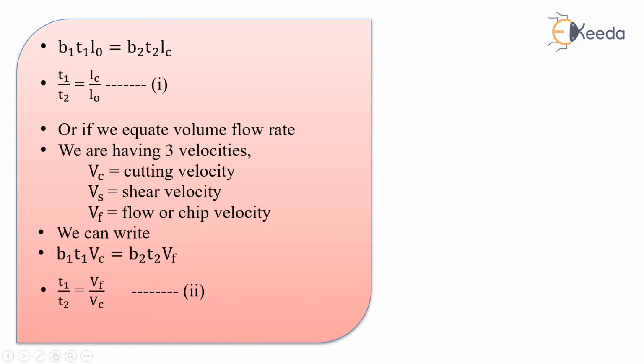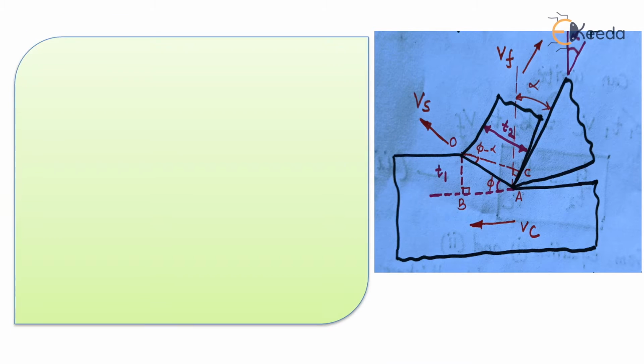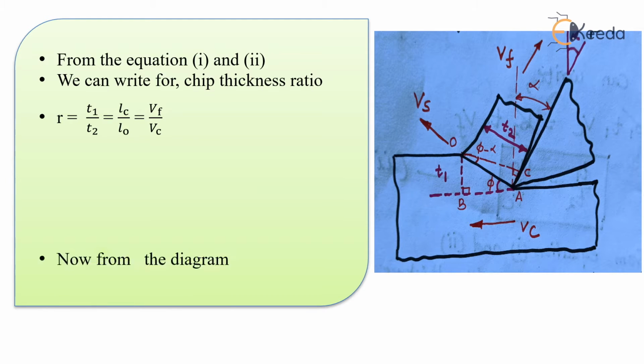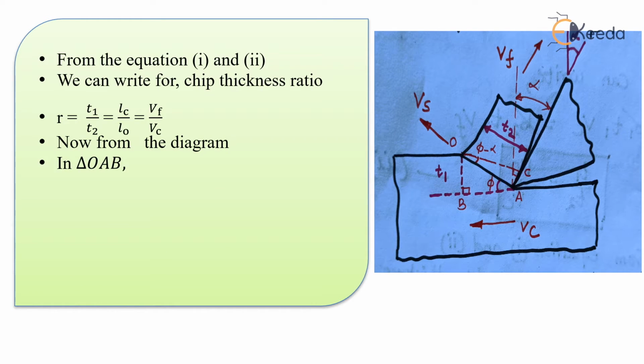So here also b1 and b2 cancel, and we get t1 by t2 equal to Vf divided by Vc. This is also the chip thickness ratio r. So now we have the relation for the chip thickness ratio: it can be represented by t1 by t2, or by cut chip length divided by original length, or we can represent r by the flow velocity divided by the cutting velocity.